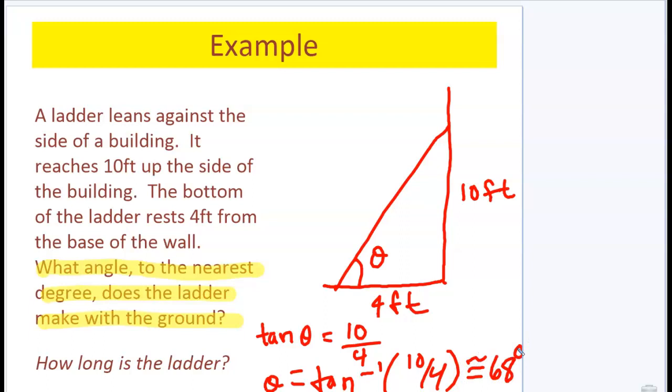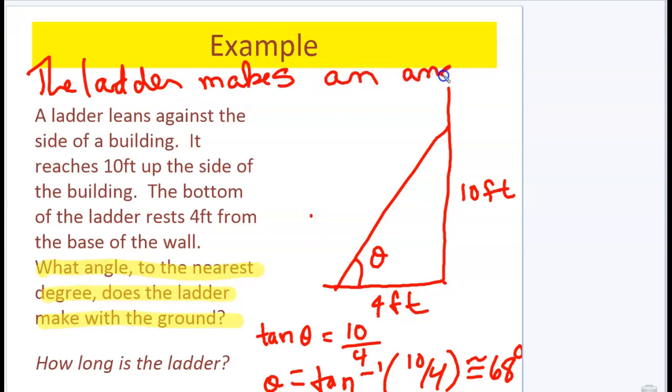So therefore, because we're doing a word problem, we should answer the problem with a statement. So we would say the ladder makes an angle of incline of 68 degrees with the ground.